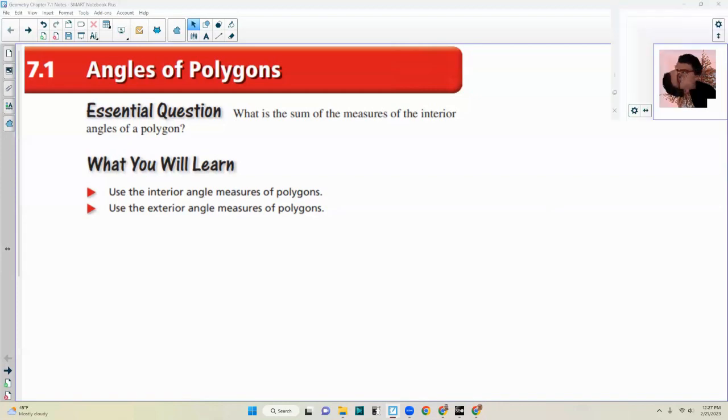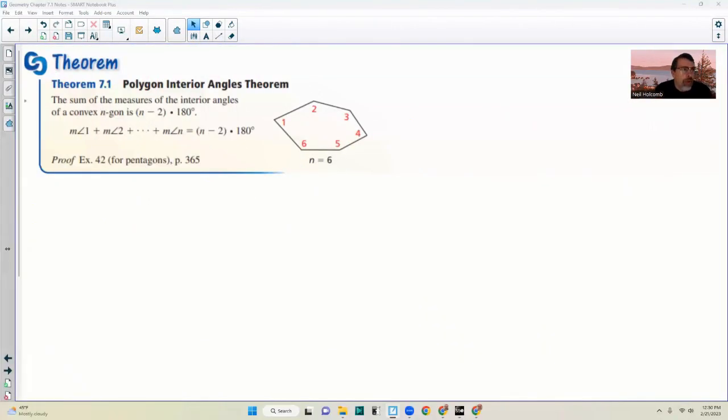So let's take a look at this. Okay, theorem 7.1, polygon interior angles theorem. The sum of the measures of the interior angles of a convex n-gon is n minus 2 times 180. So the book really doesn't explain this very well. So let me try to explain it to you.